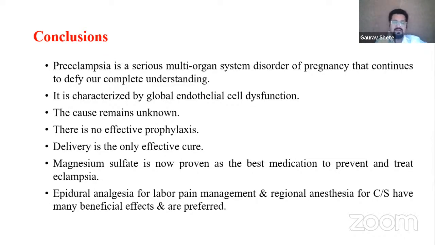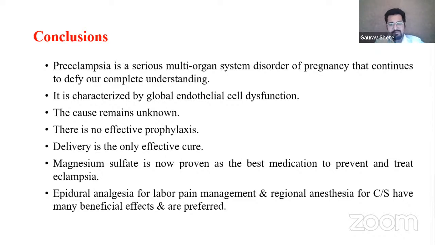Only aspirin and Ecosprin can be given. Low molecular weight heparins can be given so that there is no hemoconcentration and there are fewer chances of hemolysis. Delivery is often the only cure for this. Once the placenta has delivered, we have seen that the BP usually comes back to normal.